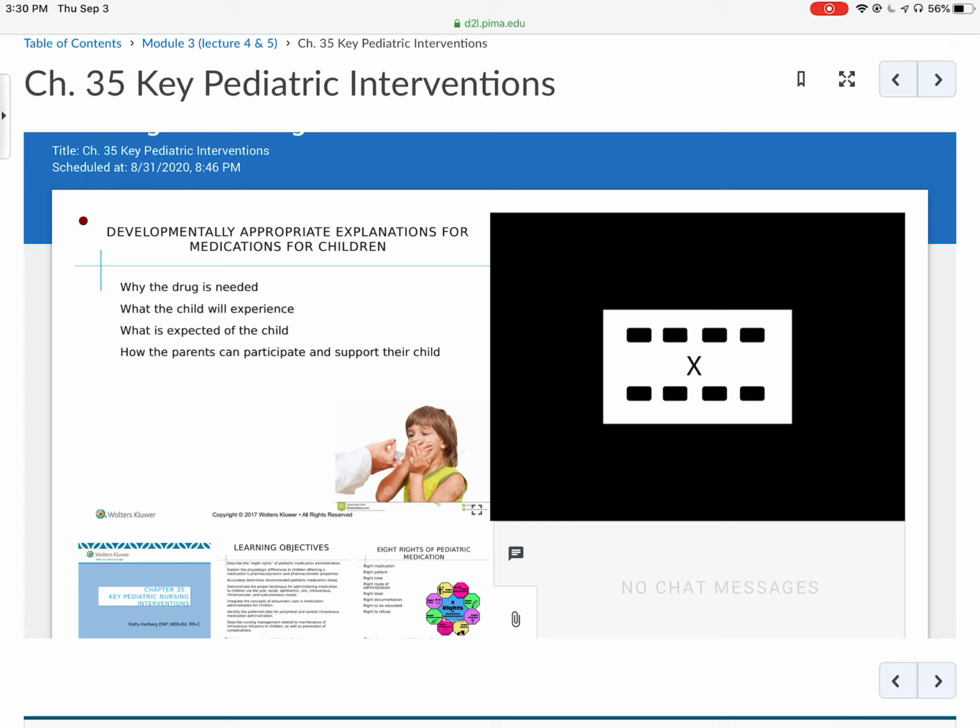When we talk about medications, we talk a little bit about why it's needed when we explain it. We want to talk about what they'll experience, what's expected of them, and then how the parents can participate. Can a parent give the medications? If I take some Tylenol in to an infant or a toddler, I may ask the parent if they would take it better from them or me, and sometimes they will. I don't leave the room.